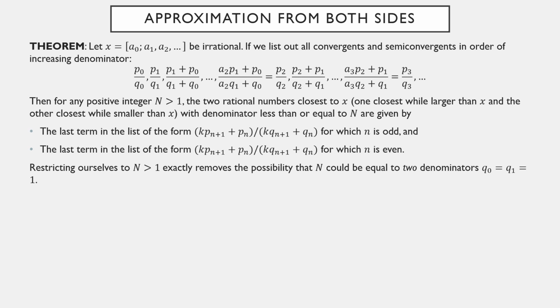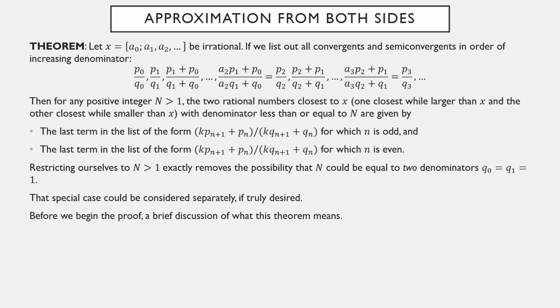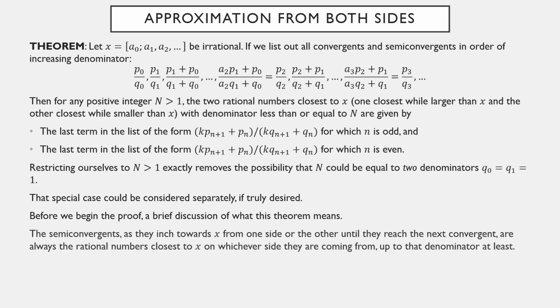Restricting ourselves, by the way, to n not equaling 1 removes the possibility that n could possibly equal 2 denominators when q0 and q1 are both equal to 1. That can happen when a1 equals 1, and it's a common little exclusion from these theorems. We've seen it before, in fact. If you really wanted, you could consider as a special case what about n equals 1, but I don't actually care to do that. Before we begin the proof, though, let's discuss what this means.